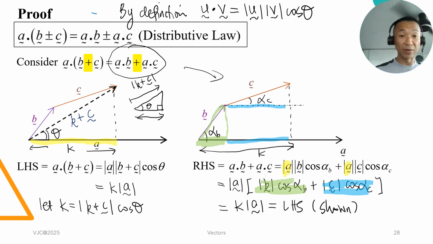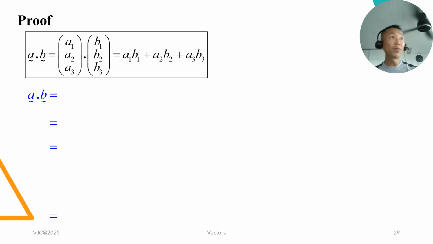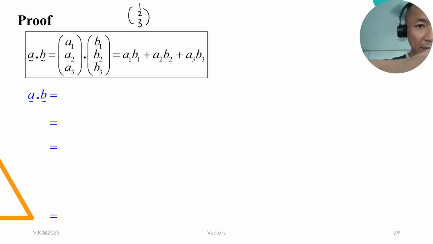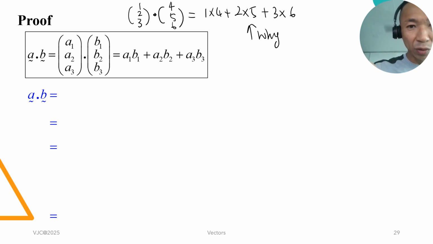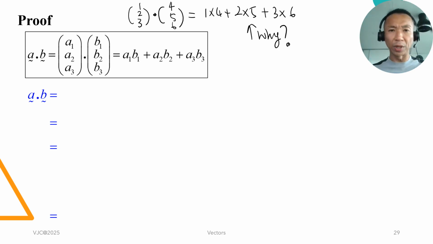Shown. As you can see from the left diagram and the right diagram, they are the same. So that's the proof for the distributive law. Next is the proof for what if I have two column vectors. Suppose I have 1, 2, 3 dot 4, 5, 6. Why must it be 1 times 4 plus 2 times 5 plus 3 times 6? Actually, I'm about to show why.